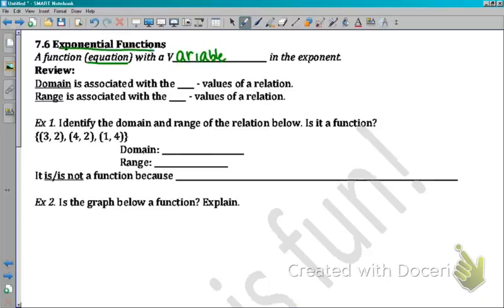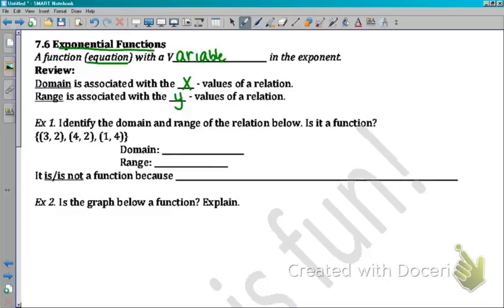Okay, now there are some review terms that you definitely need to know, this is stuff you have to know for algebra. Domain is associated with the x values of a relation, and range is associated with the y values of a relation. So I guarantee they're going to ask you that on the ECA. Even if you don't get through all of this lesson, that is something that's good to review.